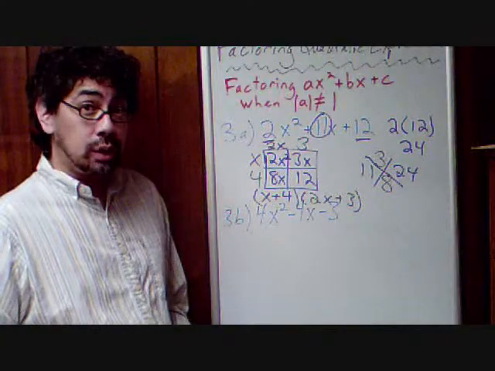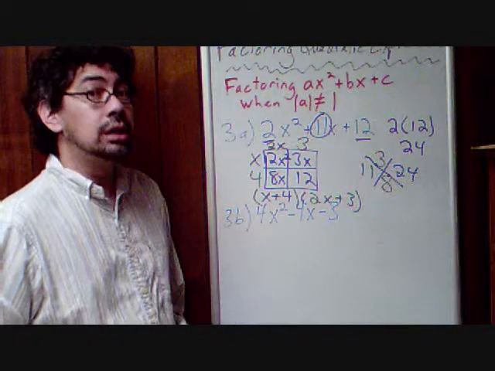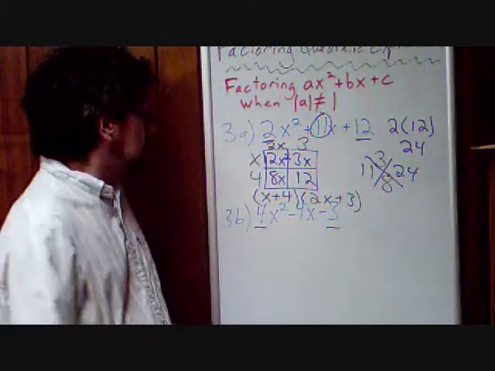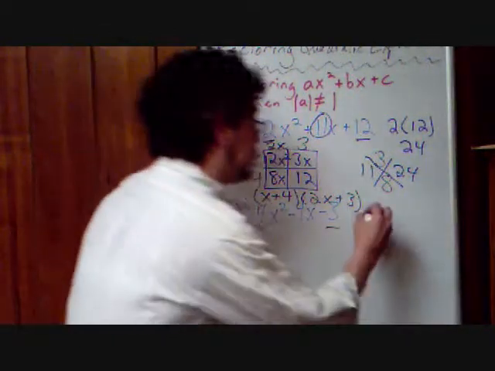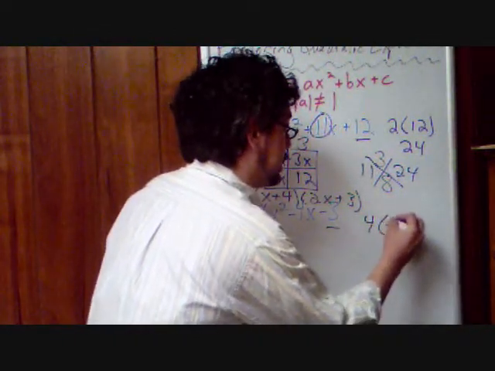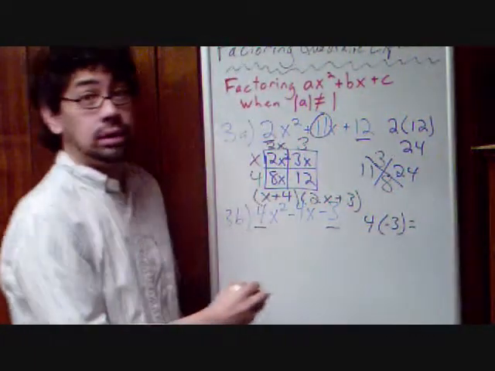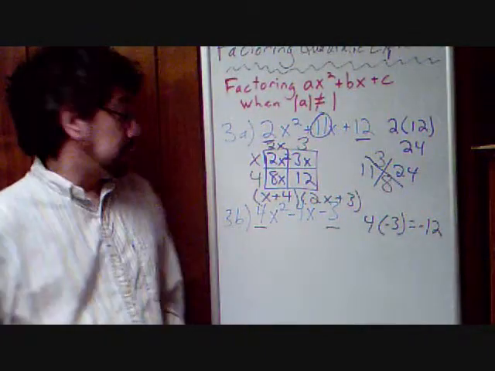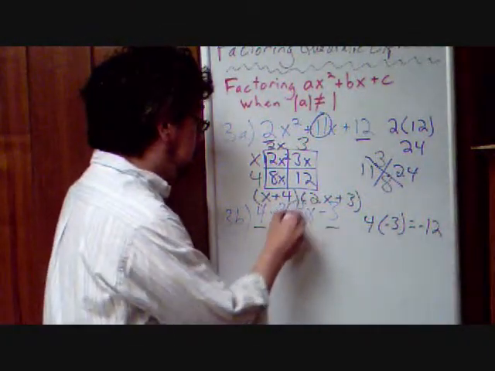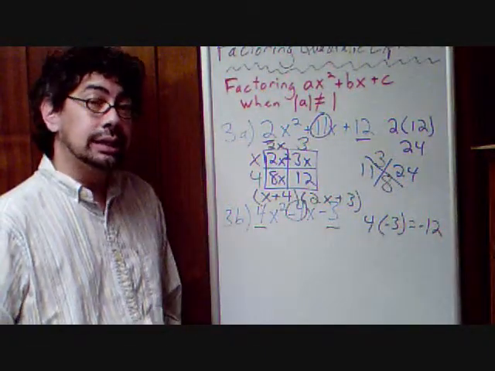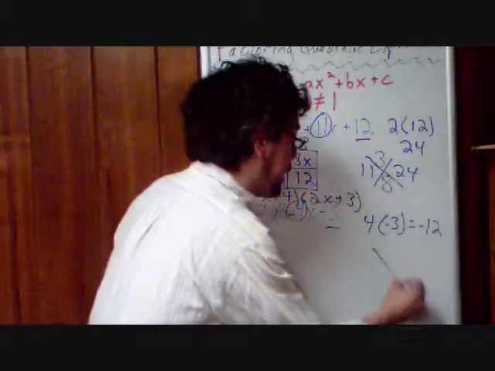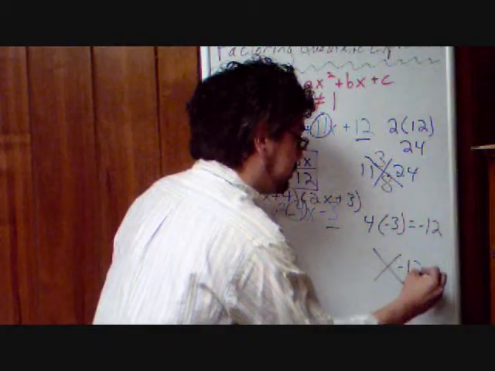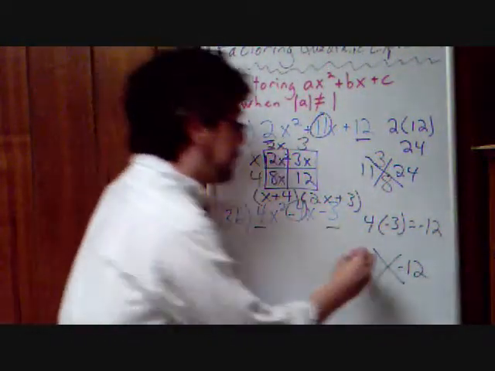So what two numbers do I want to multiply together first? The first and the last. So I'm going to take 4 times negative 3, which is negative 12. I still want my middle number, negative 4x, and that's my sum. X game time. Product of negative 12, sum of negative 3.